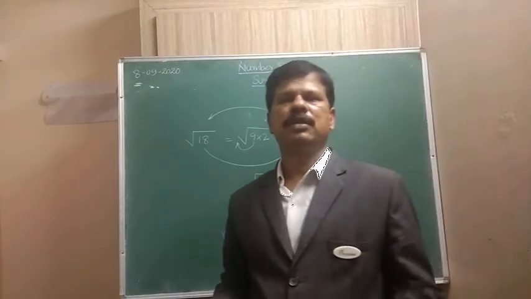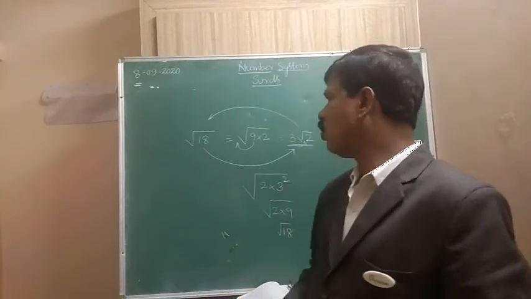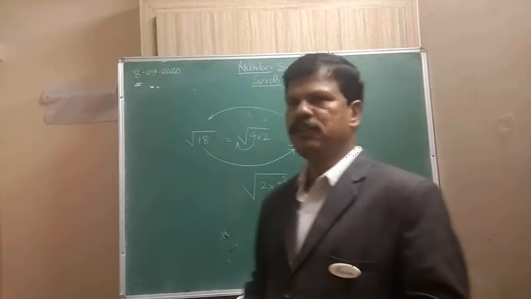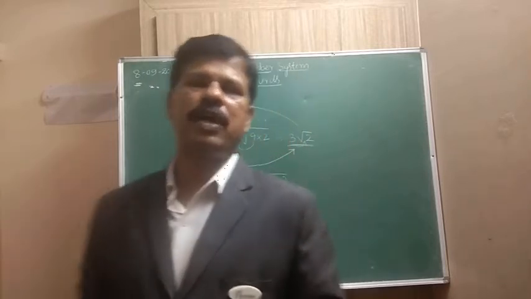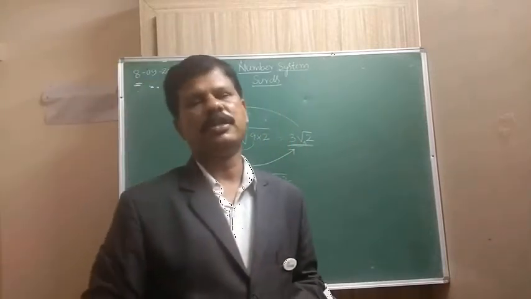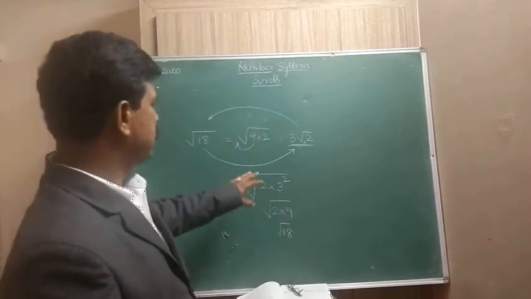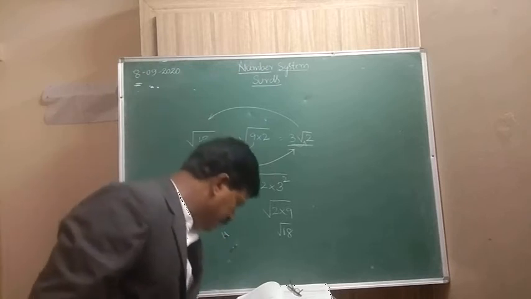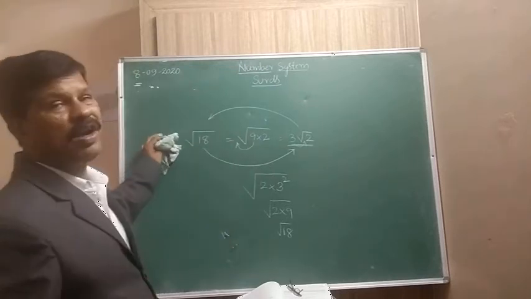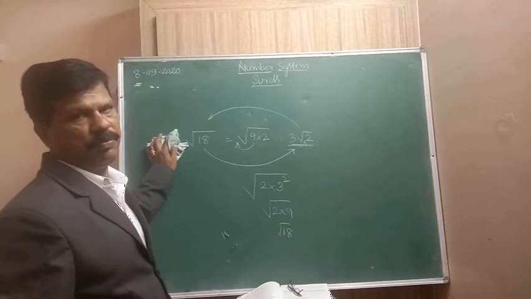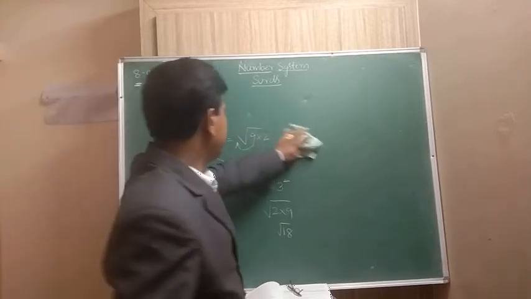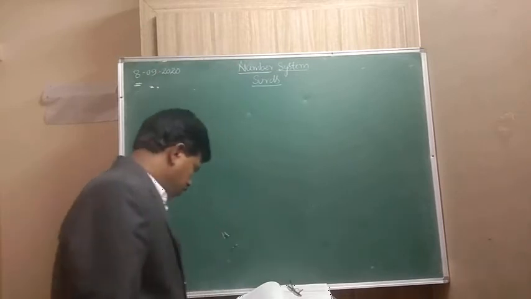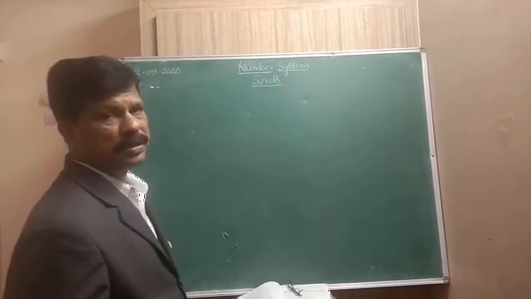Mixed form means the numerical coefficient is other than 1. If the numerical coefficient is 1, then it is called a pure surd. It is called a pure surd, and this is the mixed surd. So a mixed surd means a surd which has a numerical coefficient other than 1. Clear?